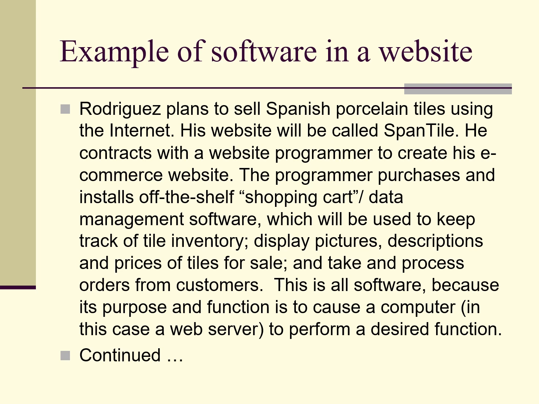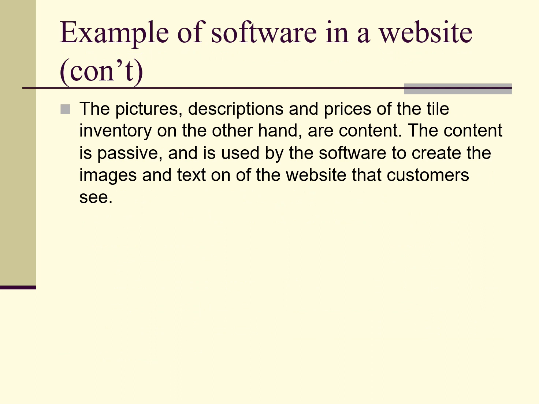This is all software because its purpose and function is to cause a computer, in this case a web server, to perform a desired function. This example is continued on the next slide. The pictures, descriptions, and prices of the tile inventory, on the other hand, are content. Content is passive and is used by the computer to create the images and text on the website that the customers see.